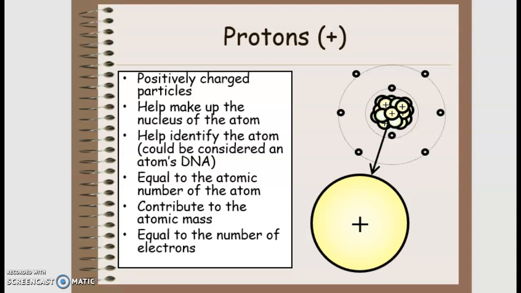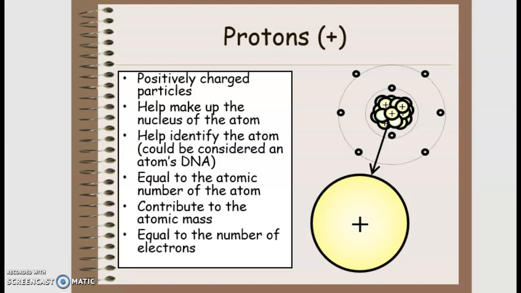The protons are always used to identify which atom it is. So if you have an atom, for example, that has 5 protons, and you know what you know about the periodic table of the elements, you already know that if it has 5 protons, then it's a boron atom. If it has 1 proton, it's hydrogen. If it has 2, it's helium. So they also often call the protons the DNA of the atom because they help identify it. It is equal to the atomic number of the atom, which we'll talk more about later.